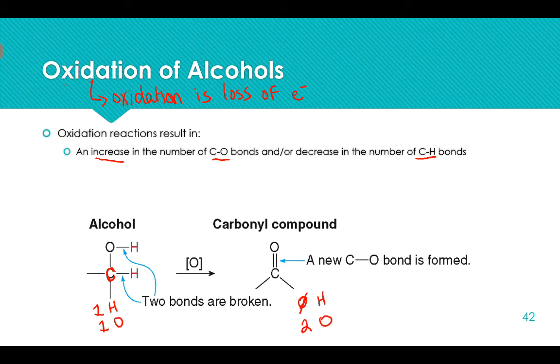So we can see that the number of hydrogen, we have to be careful about saying hydrogen bonds because that sounds like the intermolecular force. So bonds to hydrogen, it has 0 bonds to hydrogen, and this one has 2 bonds to oxygen. This square bracket over the arrow means oxidation.